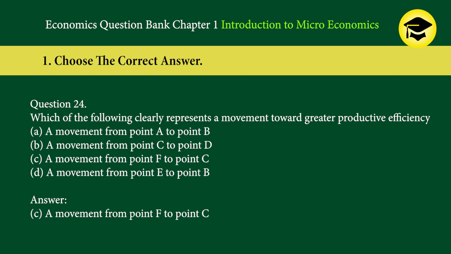Question 24. Which of the following clearly represents a movement toward greater productive efficiency? A. A movement from point A to point B. B. A movement from point C to point D. C. A movement from point F to point C. D. A movement from point A to point B. Answer C. A movement from point F to point C.